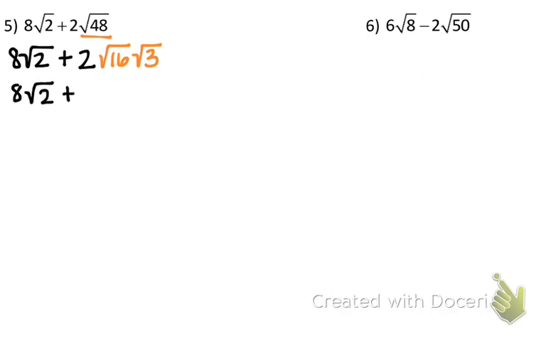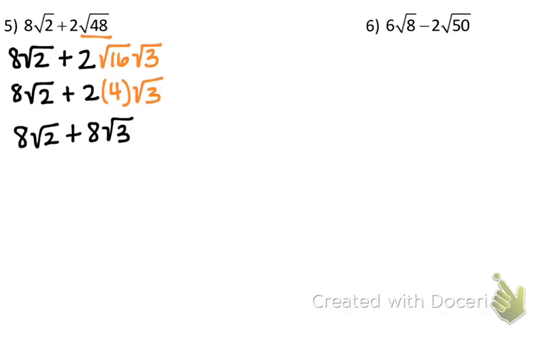Our 8 square root of 2 we'll just bring down, and now we'll take the square root of that perfect square, which simplifies to be 4. So 2 times 4 is 8 square root of 3. And since we have a square root of 3 and a square root of 2, those are not like terms, so that is our answer.